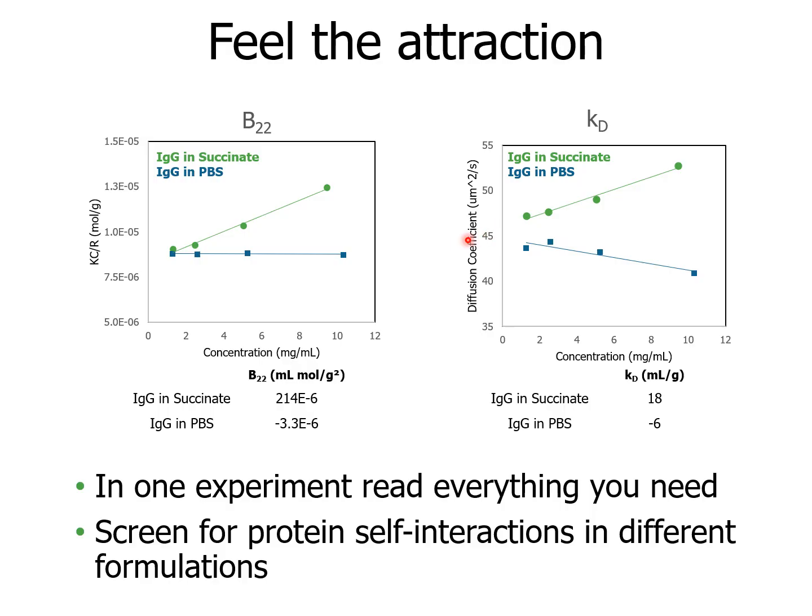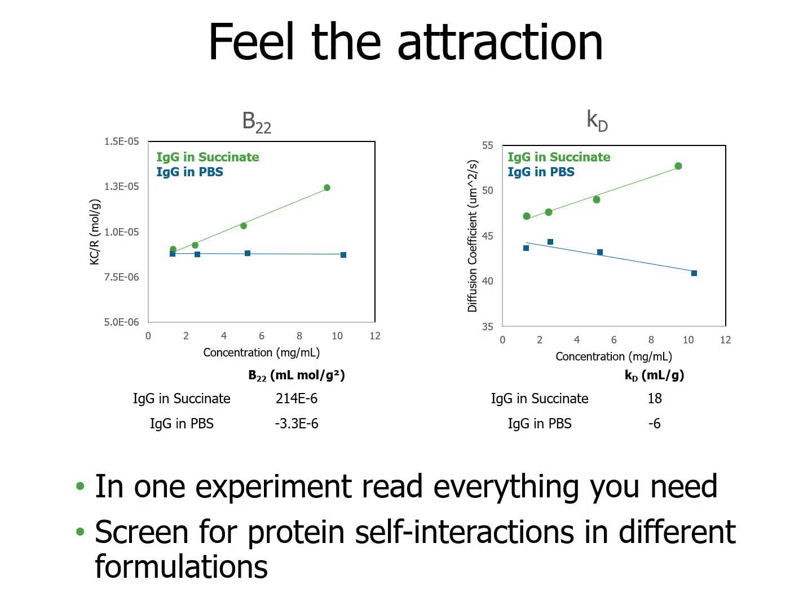And you also get static light scattering information, which leads to this metric called Kc over R and has units of inverse molecular weight. So in this one experiment, you're measuring both axes in a KD-B22 experiment, and the purpose of it is to screen for protein self-self interactions in different formulations.